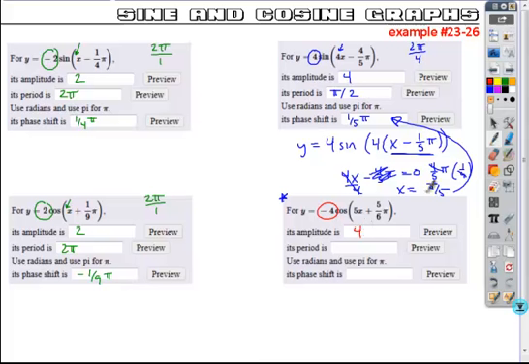In this last one, the amplitude is the absolute value of the number in front, so 4. The period is 2 pi divided by 5, so 2 pi over 5 is your period. And then if you take this function right here and factor out whatever's multiplied by the x, that's going to allow you to see your phase shift more easily, which is going to be negative 1/6 pi. Good.